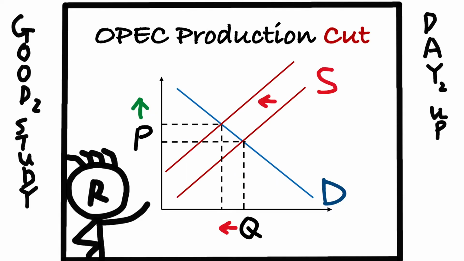The first one that we're going to look at is what happens when OPEC announces a production cut. And the product that we're talking about here is crude oil. So when OPEC announces a production cut, which means there will be less supply of oil in the market, you need to shift the supply curve to the left, which will result in a higher oil price. Simple enough. Let's look at the next one.